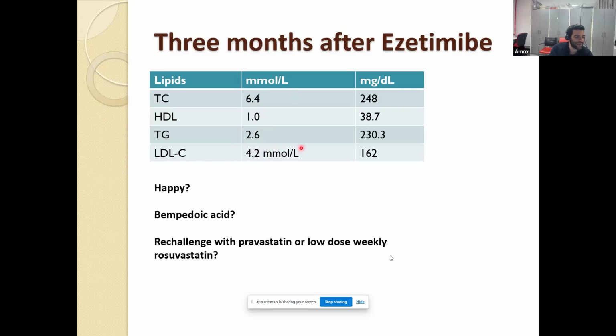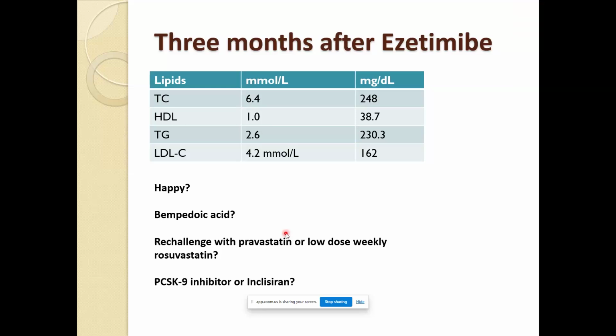We tried him on bempedoic acid, which I didn't talk about before, a prodrug higher up in cholesterol synthesis. He couldn't tolerate it. We tried to re-challenge him with pravastatin, and then someone tried him on weekly rosuvastatin. He said, I'm not happy. I don't even think he wanted the rosuvastatin. What would we do? So he might have an intermediate risk. We don't have his calcium score yet.